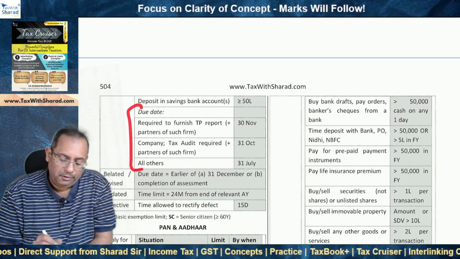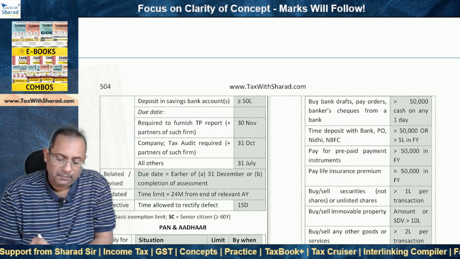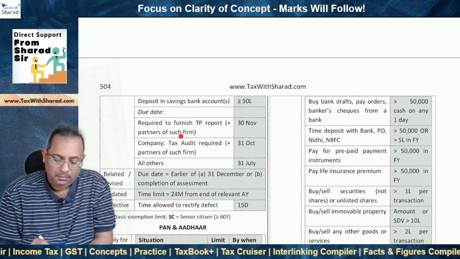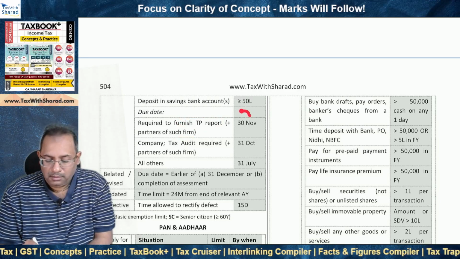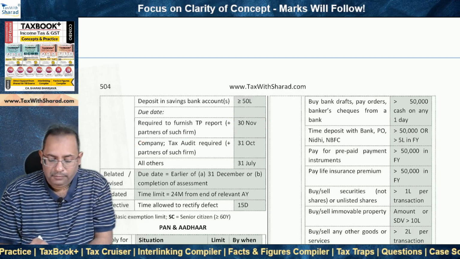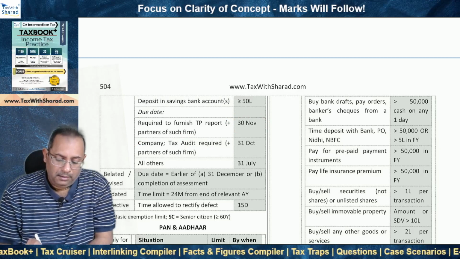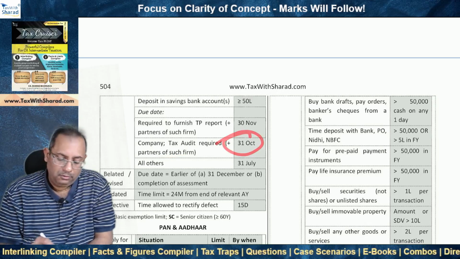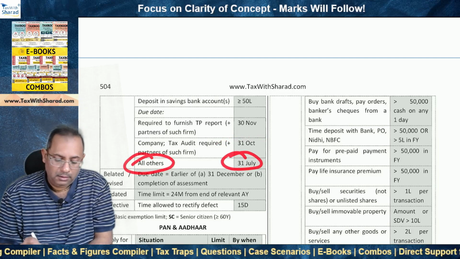Now, what is the due date to furnish return of income under section 139(1)? In case the person is required to furnish a TP report, and in case such person is a firm, then even the partners of such firm, the due date is 30th of November. Further, in case of a company or in case where tax audit is required, plus in case of a firm, for the partners also of such firm, the due date is 31st of October, and for all others, the due date is 31st of July.